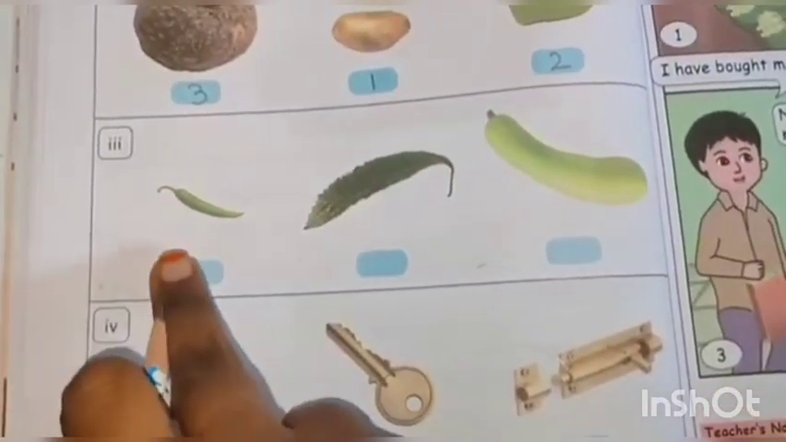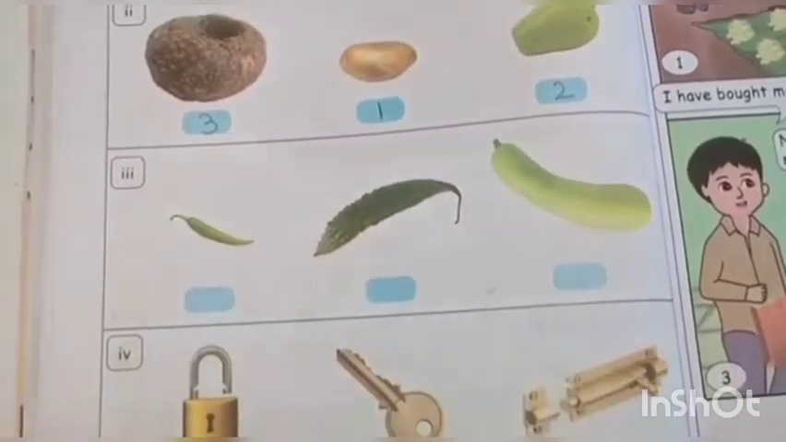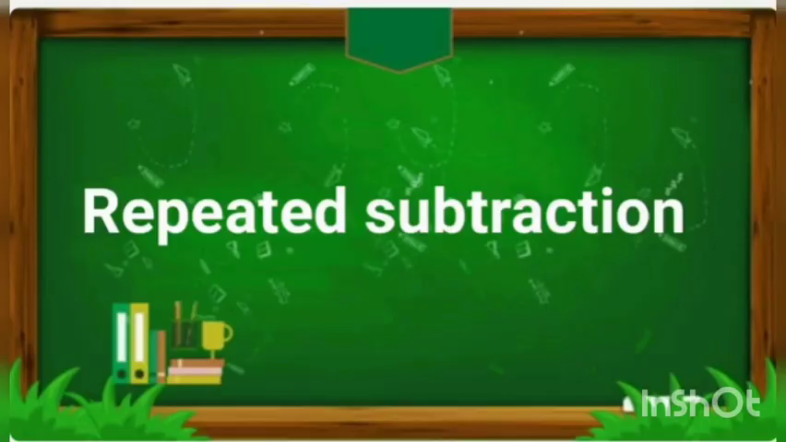It will be homework for you. First compare the objects and order the numbers. Now we are going to revise repeated subtraction.